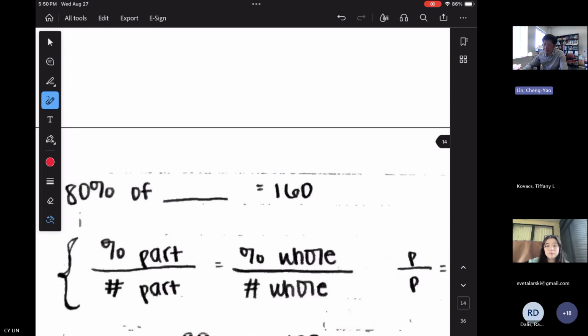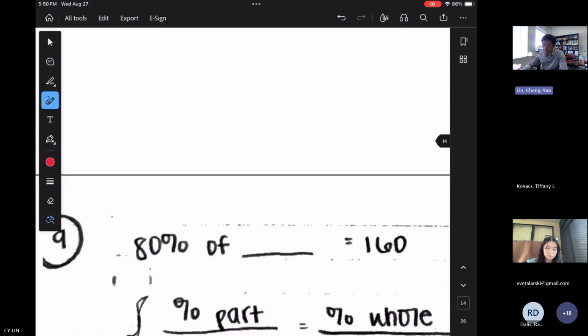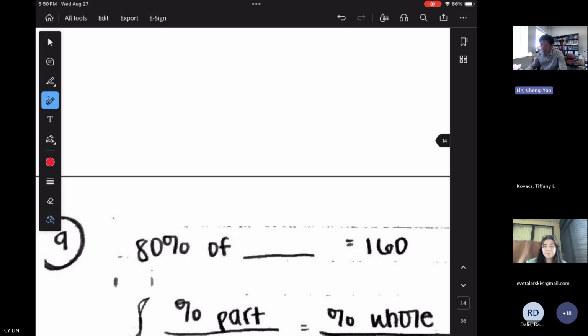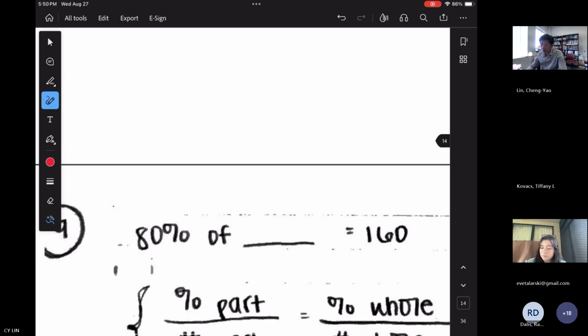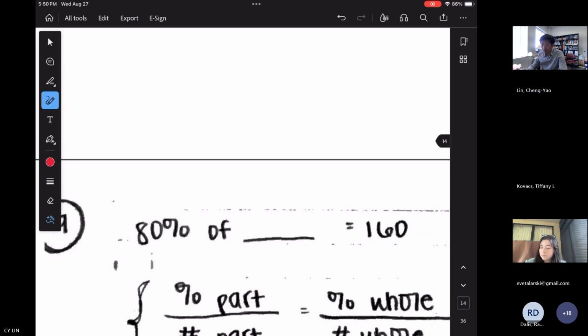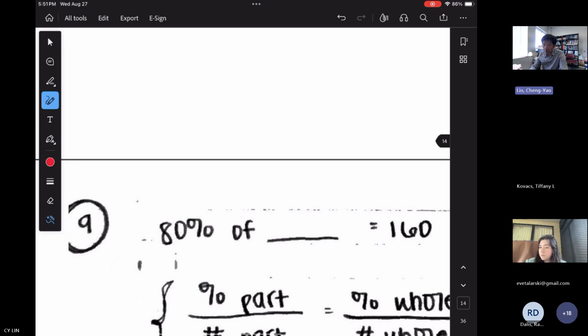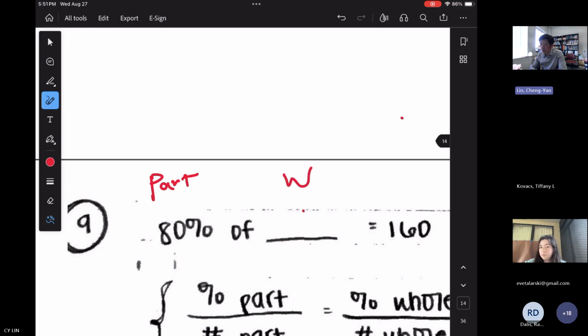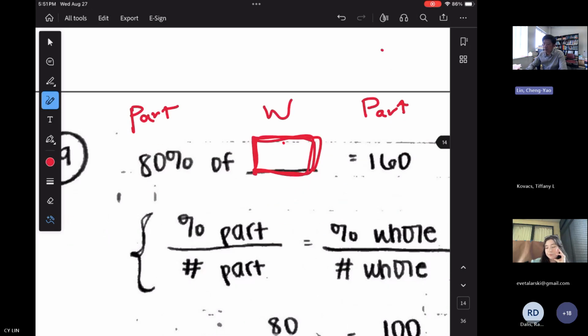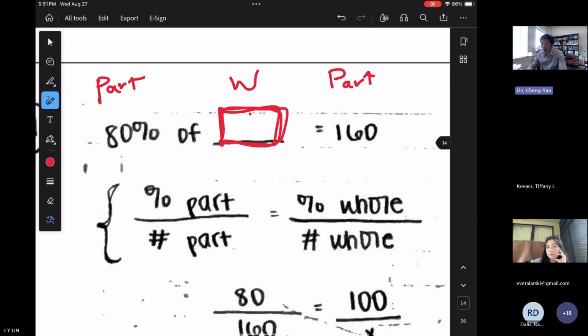All right. How about this problem? Can we do a similar way to find the answer? This is a part, and this is a part of the whole. This is the whole. Which one don't we know? We don't know the whole, right? So we have to figure out the whole.